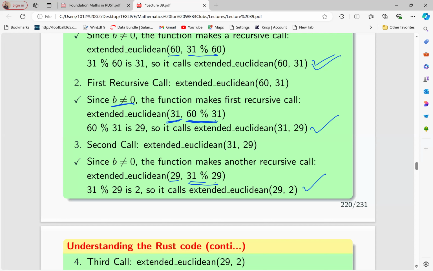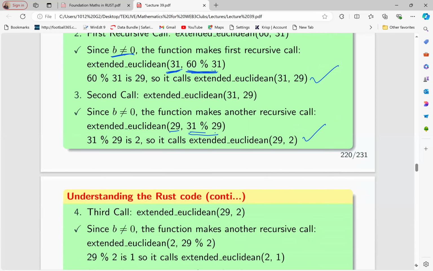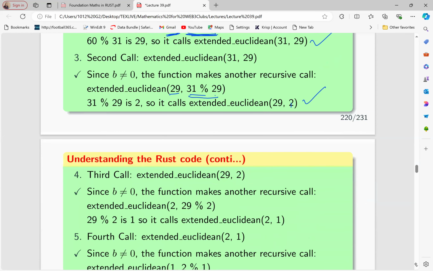That is another call. Is that okay? B is not 0, so there must be another call until B is 0. So what is the call? Now B becomes A, and then the remainder of A on division by B. When you divide this by B, the remainder is 1. So this is the call.